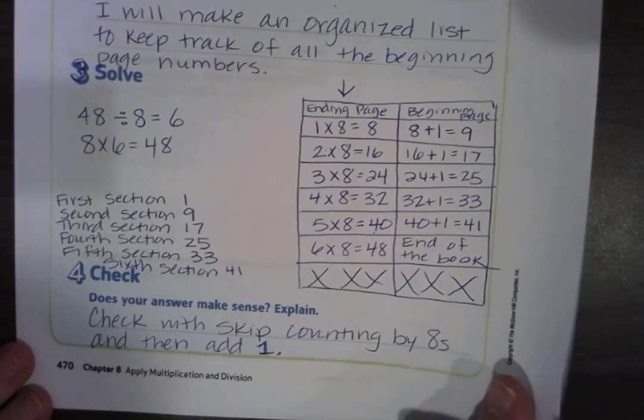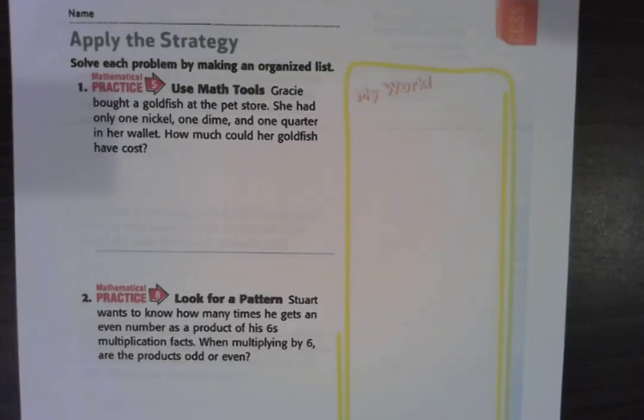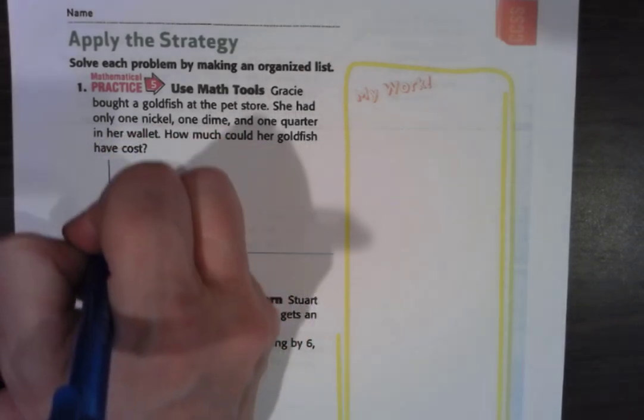Now let's look at what you will be doing. So you're going to be applying the strategy. Solve each problem by making an organized list. So Gracie bought a goldfish at the pet store. She had only 1 nickel, 1 dime, and 1 quarter in her wallet. How much could her goldfish have cost? So you're going to make a table.